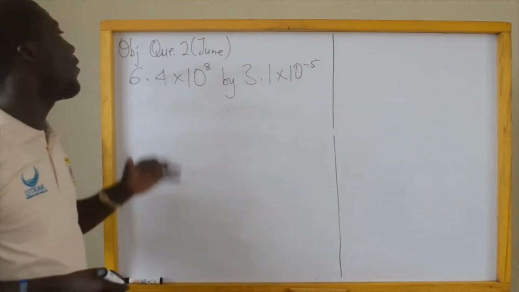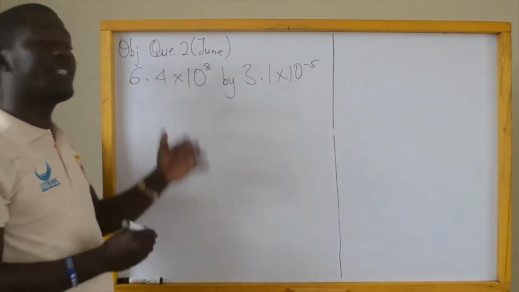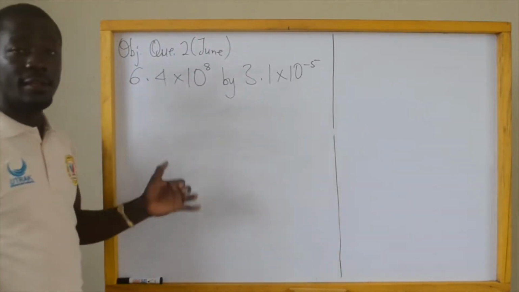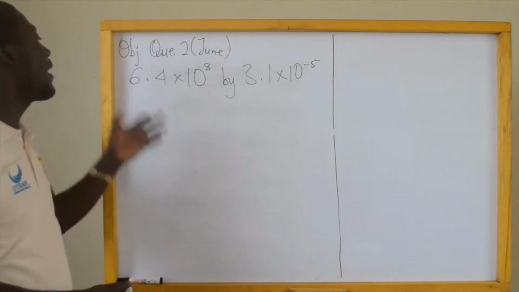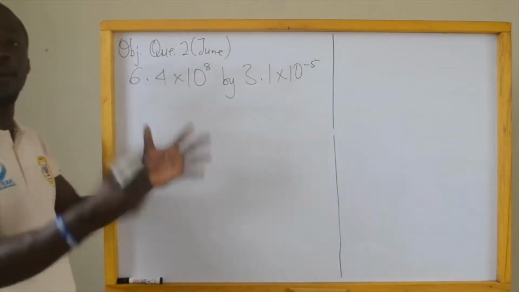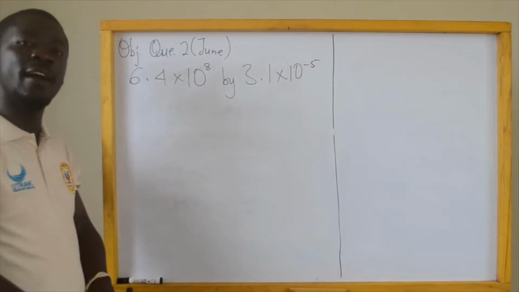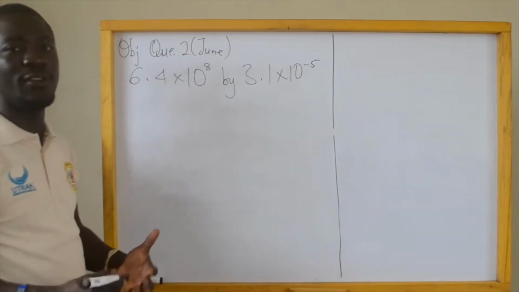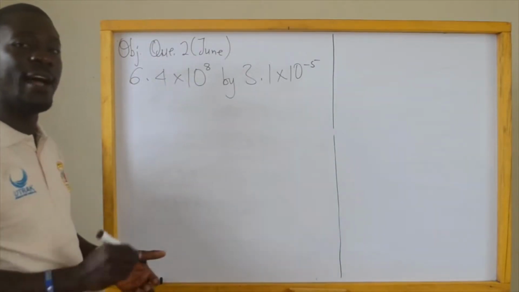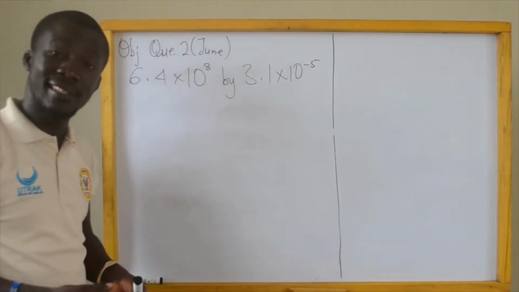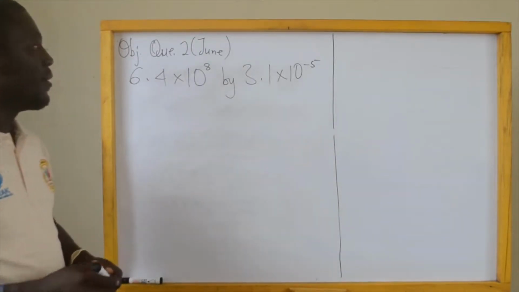Our solution for objective question 2, which came in June. It is saying that we should multiply 6.4 times 10 raised to the power 8 by 3.1 times 10 raised to the power negative 5 and make sure that we also leave our answer in standard form.